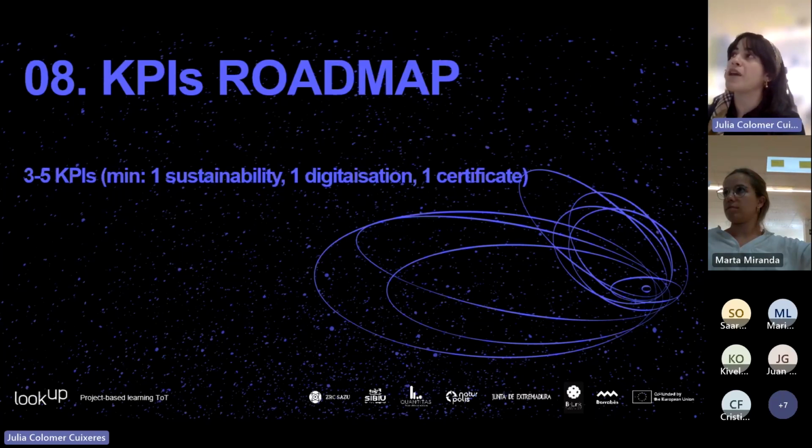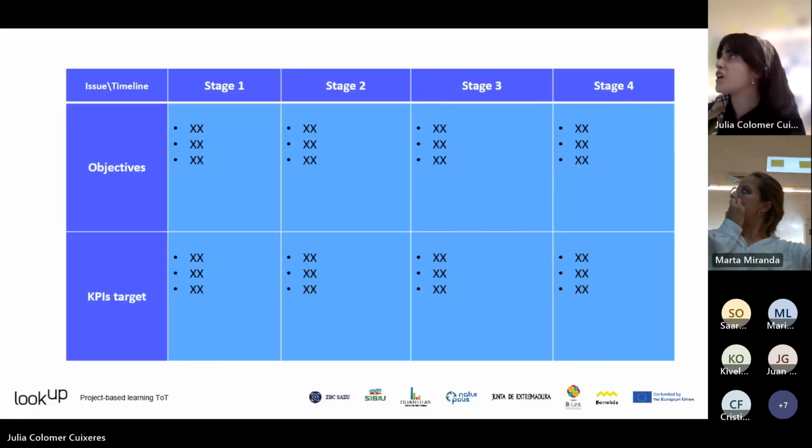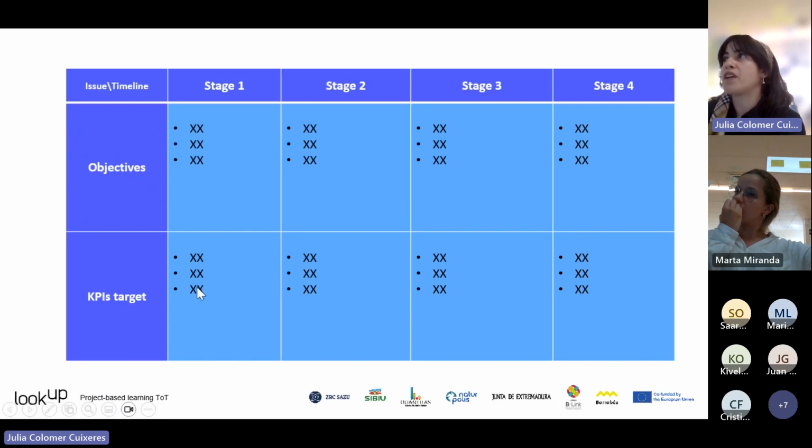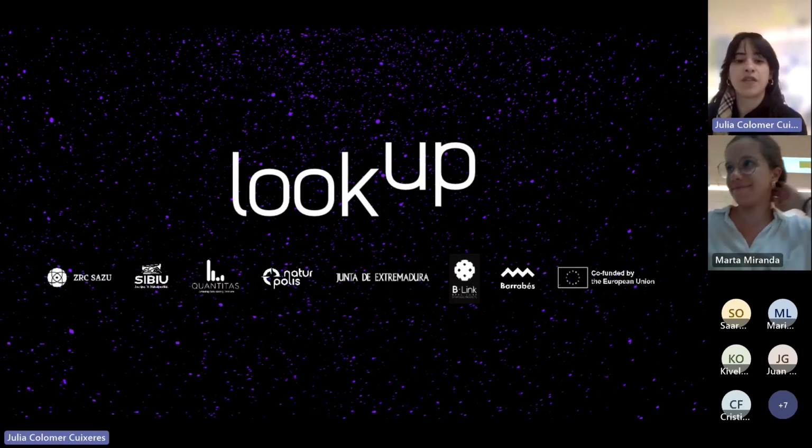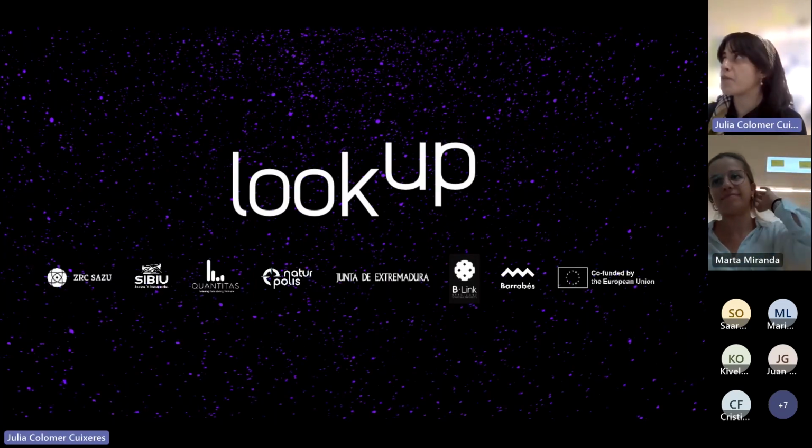And then we have the KPIs roadmap that Marta explained. We would like to have from 3 to 5 KPIs that you can show to us: one about sustainability, another about digitalization, and then, as she said, one about the certification. So you have the table here, and you can add all the information that you consider. And yes, that's all. Do you have any questions about the pitch deck?